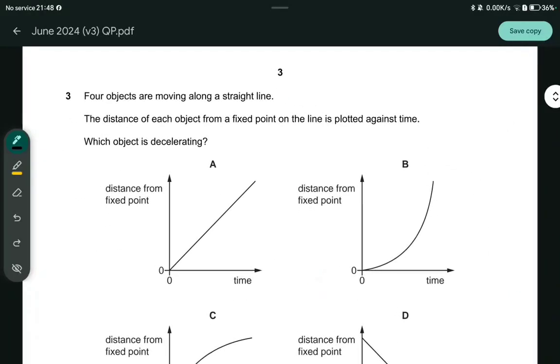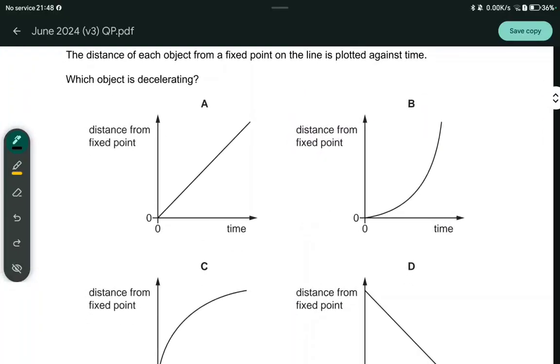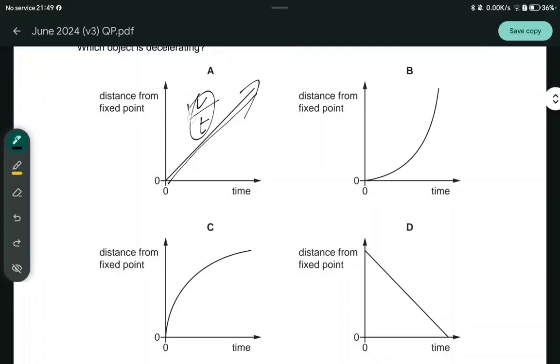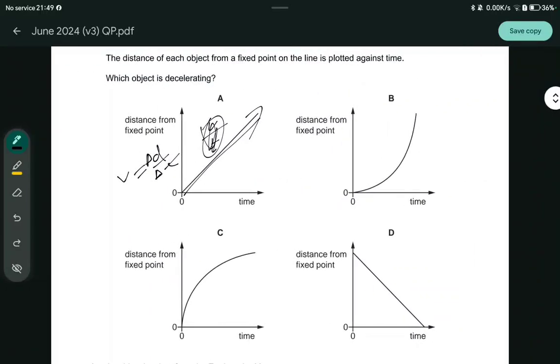Question 3. Four objects are moving along a straight line and the distance of each object from a fixed point on the line is plotted against time. Which object is decelerating? So as you can see, whilst the distance increases, the time increases. So the velocity is constant at this point. Velocity v is equal to distance over time, and if you look at the gradient, it's going to equal a constant. So it's not accelerating.